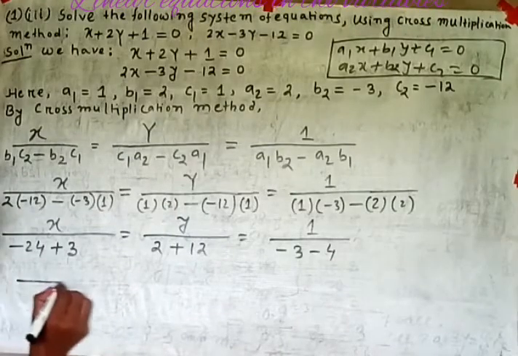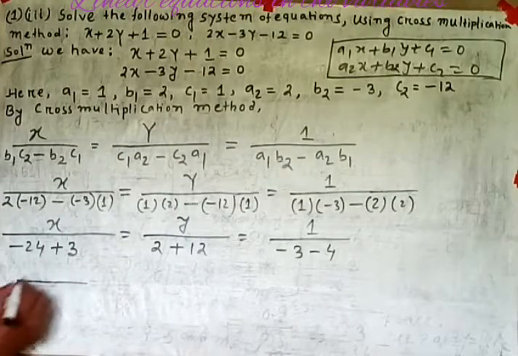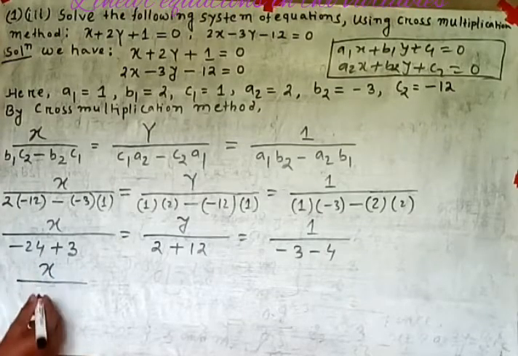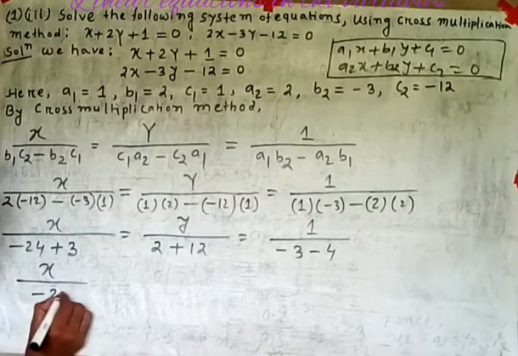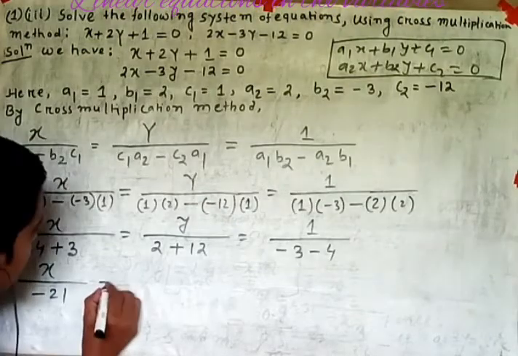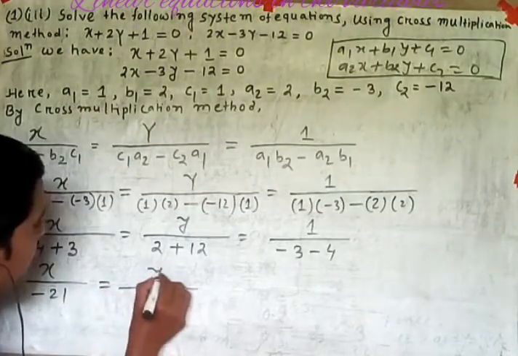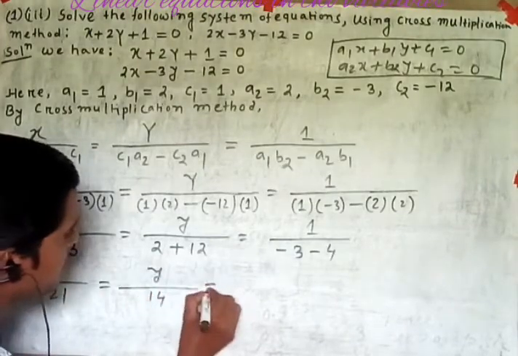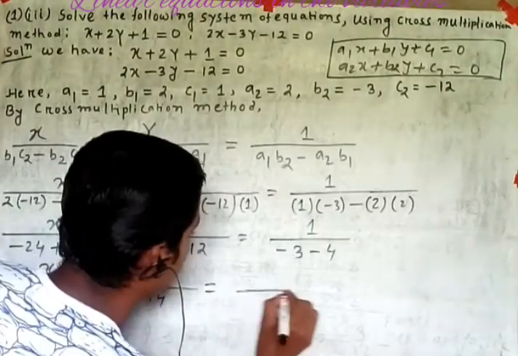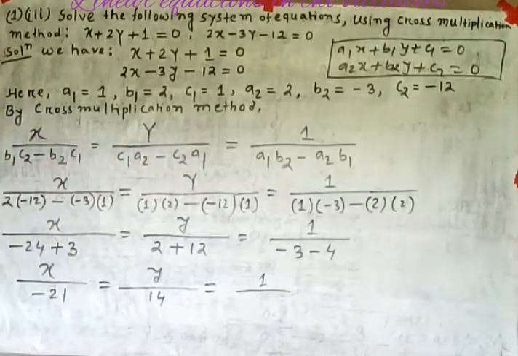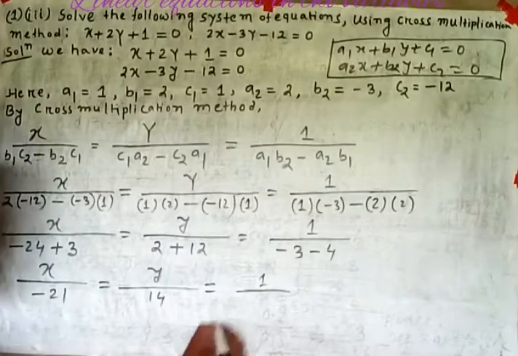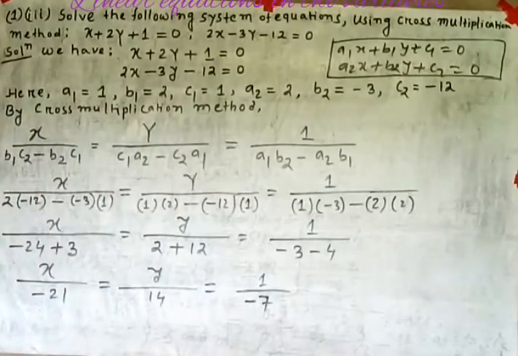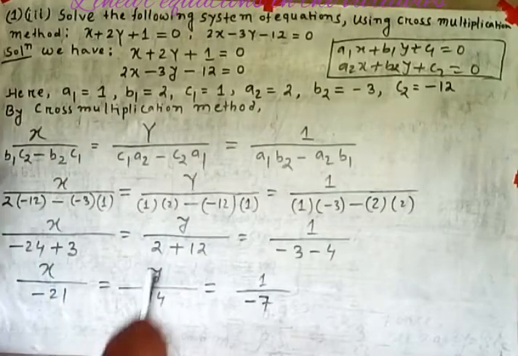Again we go to the next step. x divided by minus 24 plus 3, how much? Minus 21. This is equal to y divided by 2 plus 12, how much? 14. This is equal to 1 divided by minus 3 and minus 4, which gives minus 7. It means we got the two parts.